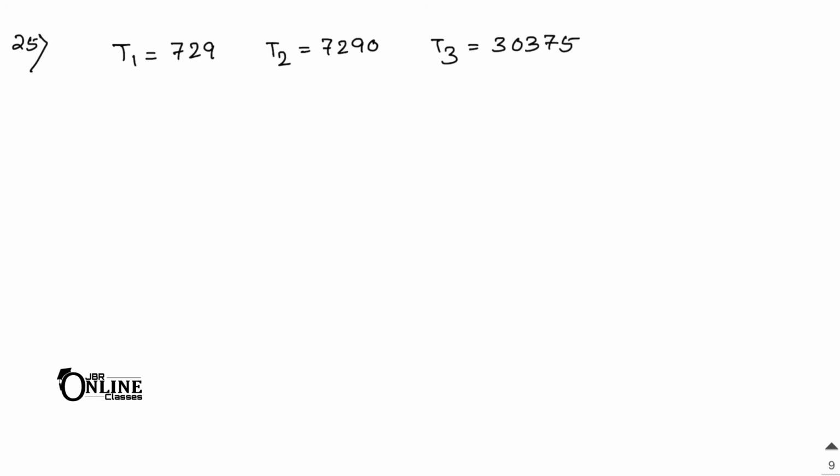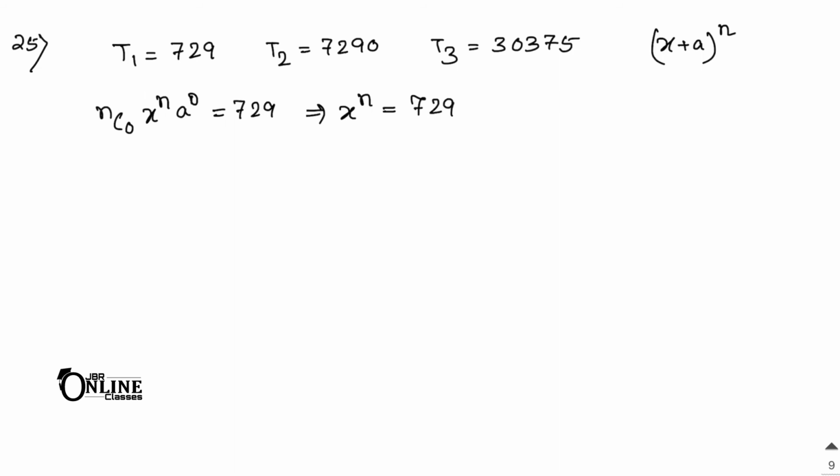Okay, respectively find the binomial expansion. So first, let the binomial expansion be (x + a) to the power n. Now if you expand this, the first term will be nC0 x to the power n a to the power 0, which will definitely be 729 according to the problem. So from that you can write x to the power n equals 729, put it as number 1.